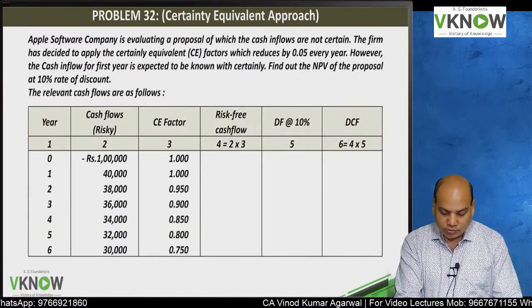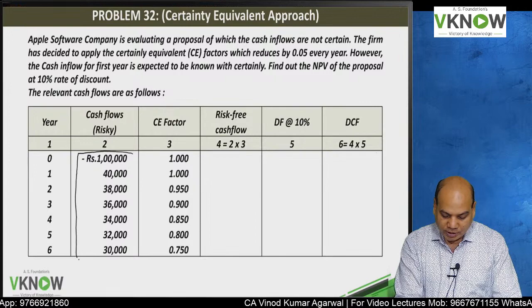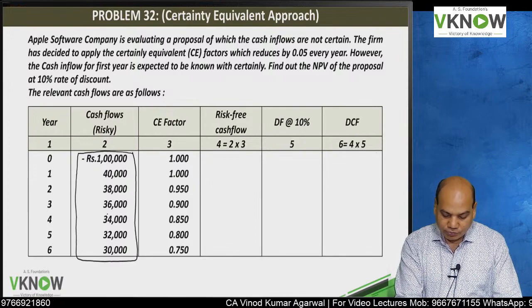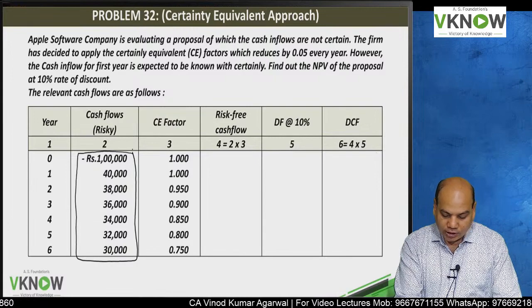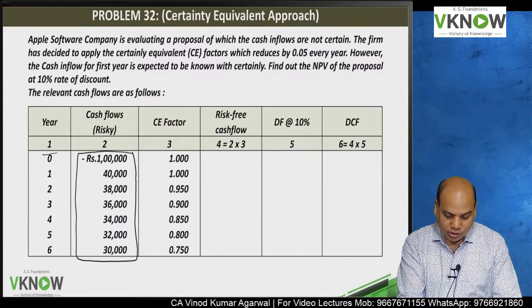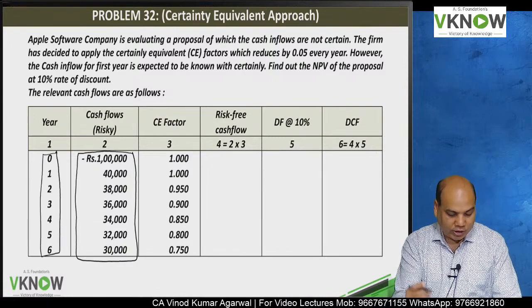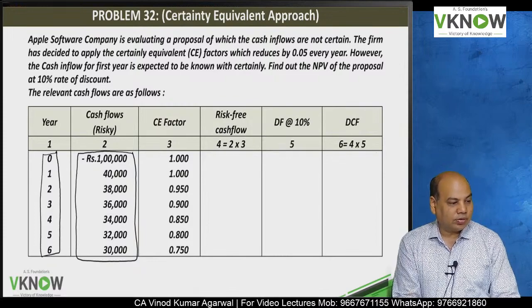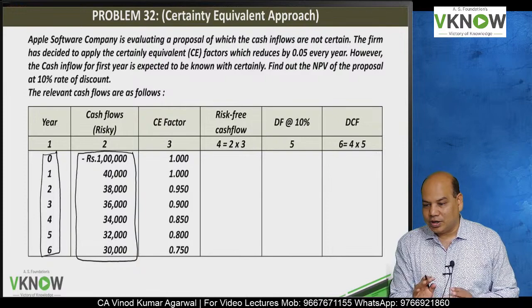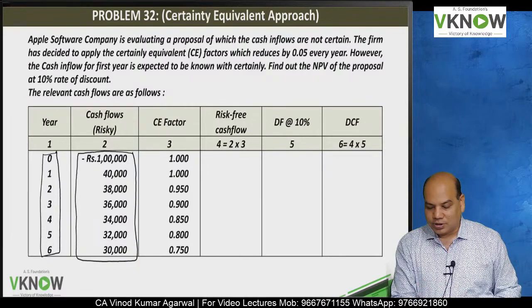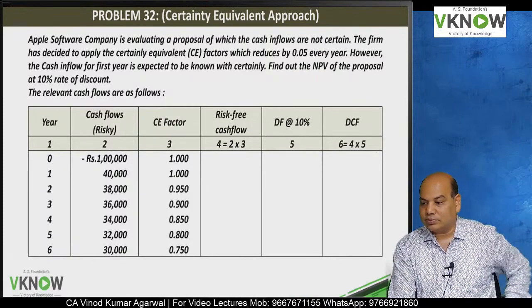There is a small printing mistake in some books. These numbers you have to shift one line above, or maybe you can shift this year column one line below, whatever helps you to understand. What is appearing on the screen is the correct presentation of the question.